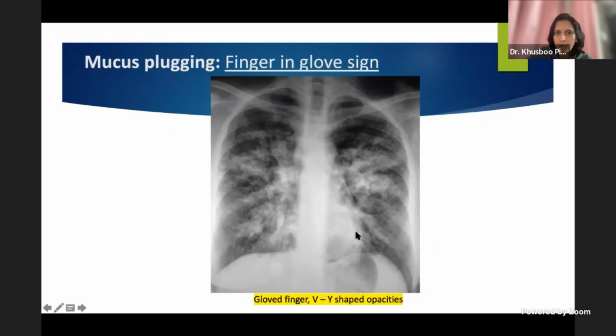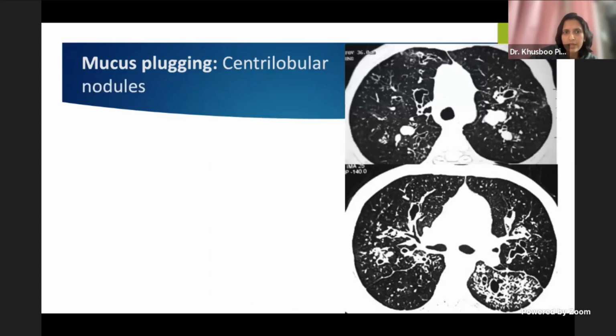This is what we were talking about, the typical finger-in-glove signs. This is described more with respect to X-rays. When in X-rays you see this finger-in-glove sign, it means that these are dilated, mucus-plugged bronchi. They are often fleeting. You see them at some places, then they resolve from those places and appear in other places. This is what we call the fleeting opacities of allergic bronchopulmonary aspergillosis.